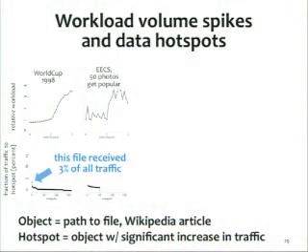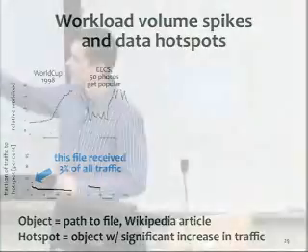Well, we also wanted to look at our data hotspots. So first, the objects in these traces are either a path to a file or a Wikipedia article and so on. And a hotspot is an object with a significant increase in traffic during the spike. So in these particular spikes, we identified about 150 hotspots for the first spike and about 50 hotspots for the second spike. And what I'm showing on the graphs on the bottom is the fraction of traffic going to a particular hotspot. And so that one page over there received about 3% of all the traffic during this particular spike.